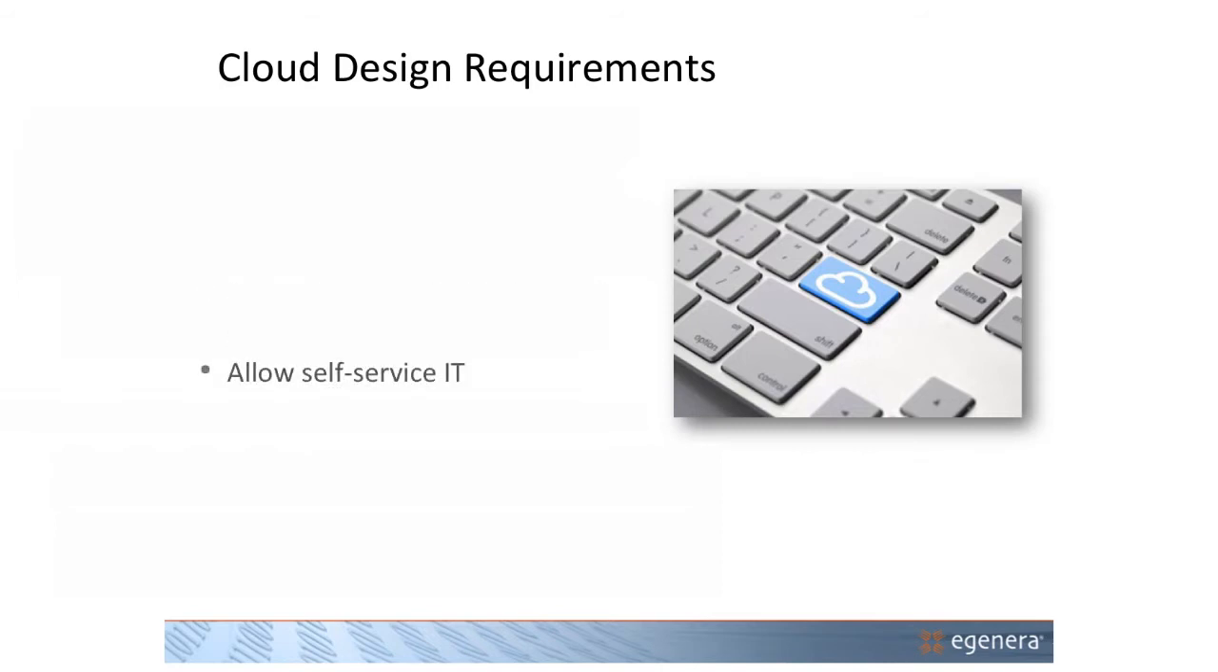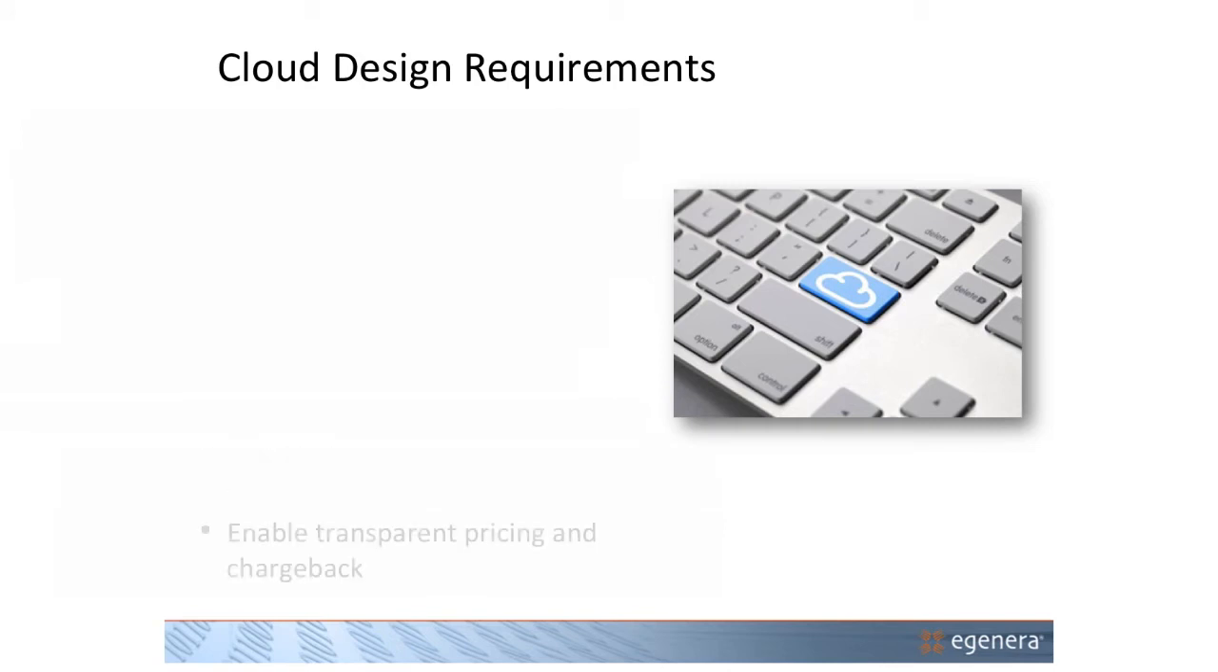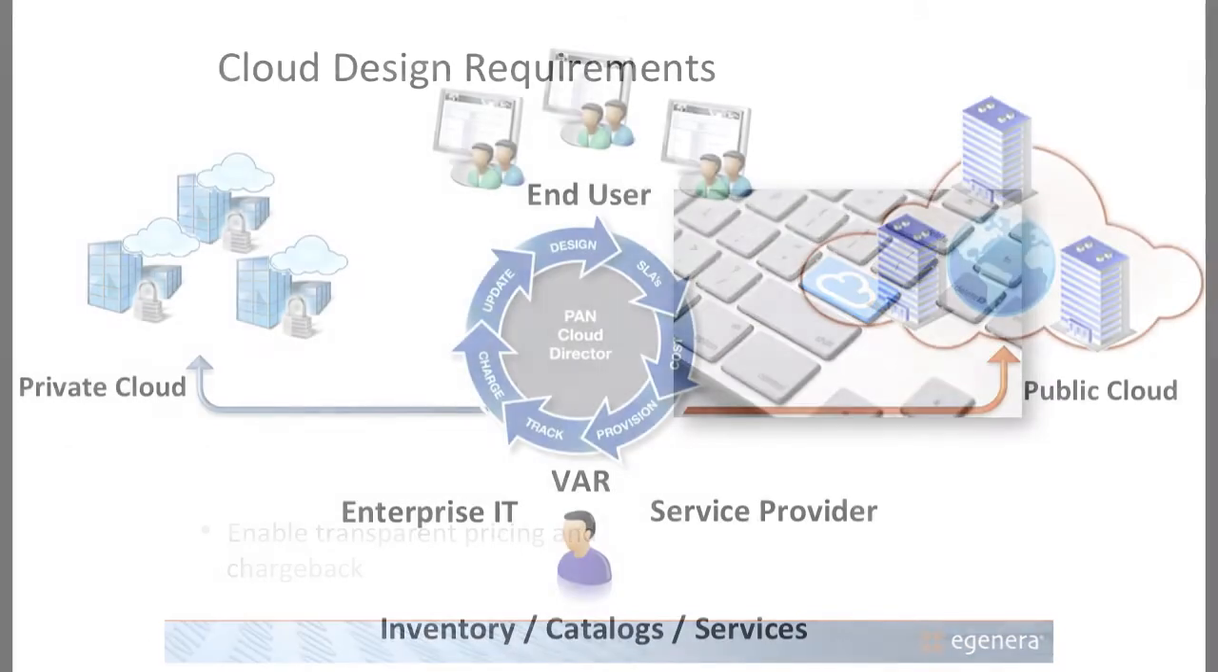As such, IT requires tools that provide end users an easy way to request and consume both physical and virtual infrastructure as a service. The requirements must include support for multi-vendor, multi-hypervisor, physical servers, self-service, high availability and disaster recovery services, as well as transparent pricing and chargeback. To meet these requirements, eGenera has introduced PAN Cloud Director.